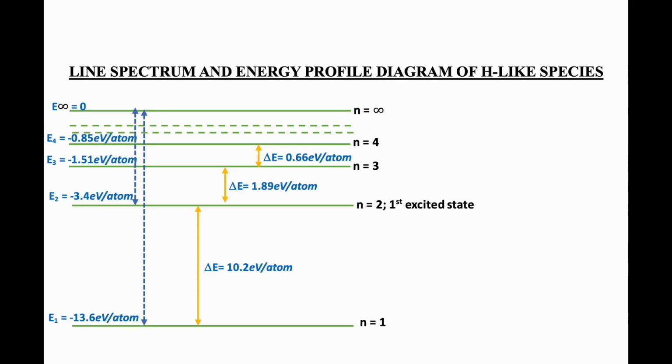Try to understand the line spectrum and energy profile diagram of hydrogen-like species. Whenever we say hydrogen-like species, we simply mean a species which consists of only one electron. So for any species which consists of one electron, its most stable state is the ground state, that is when the electron is closer to the nucleus. So that is the most stable state.